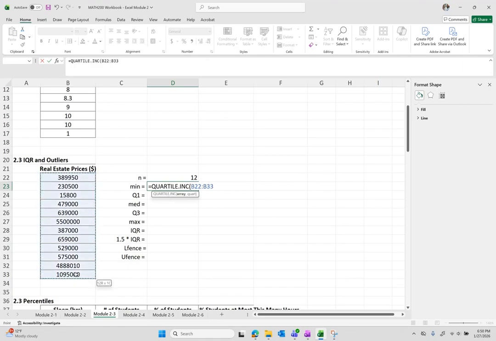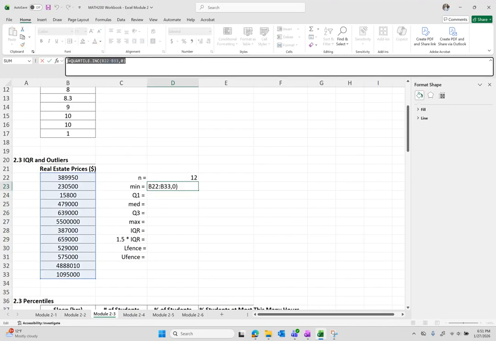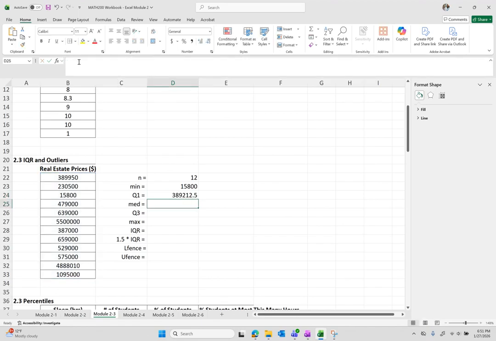This is my array, comma, and then it says, what do you want? 0 for the minimum value, 1 for the first quartile, 2 for the median. I want the minimum, so I'm going to press 0, close the parenthesis. The minimum is 15,800. So I'm going to just copy this expression and paste it on the next one. For my quartile 1, I want the 0 to be a 1.